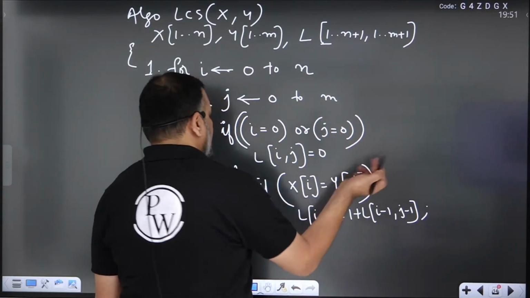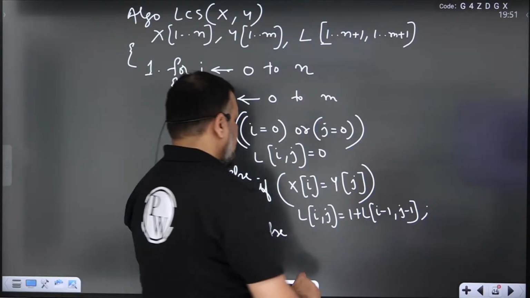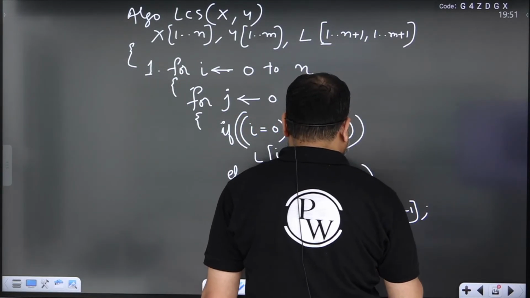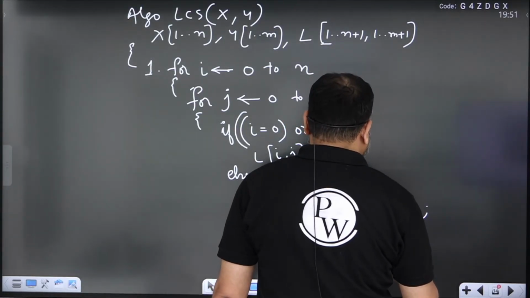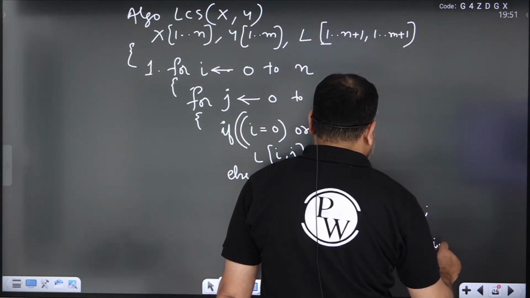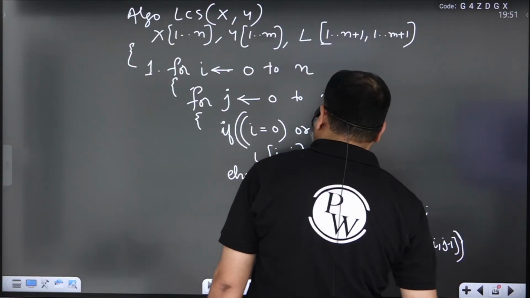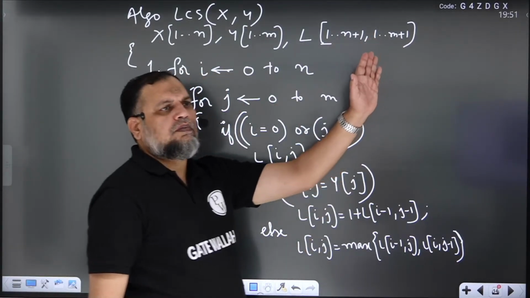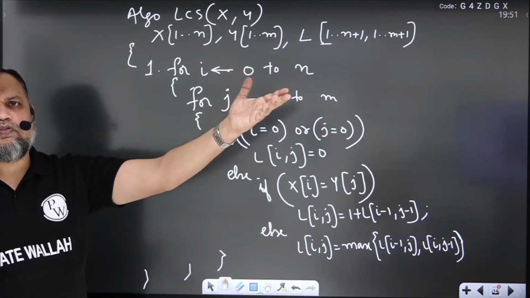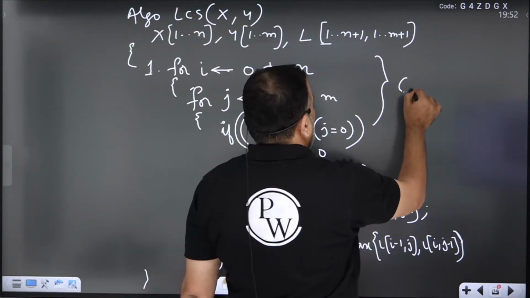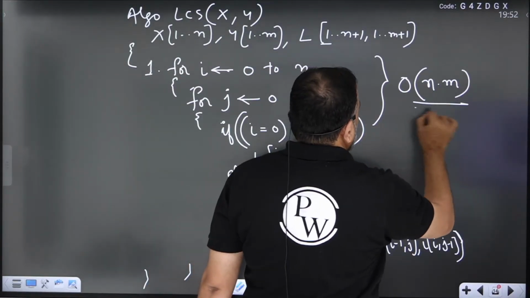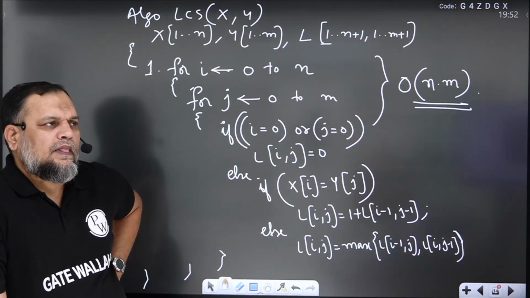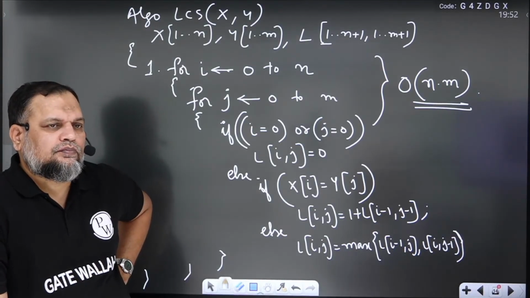Else x of i is not equal to y of j. So therefore what will I write? L of i,j is equal to maximum of, I need comparison here, maximum of L of i minus 1, j or L of i, j minus 1. That's it. That's all the concept. 2 nested loops. Only 2 for loops like this, going from 0 to n means n plus 1, and this is m plus 1. So if you take the order of it, it will naturally be order of n into m. This is how we derive the algorithm for LCS in a very simple way. ठीक है?